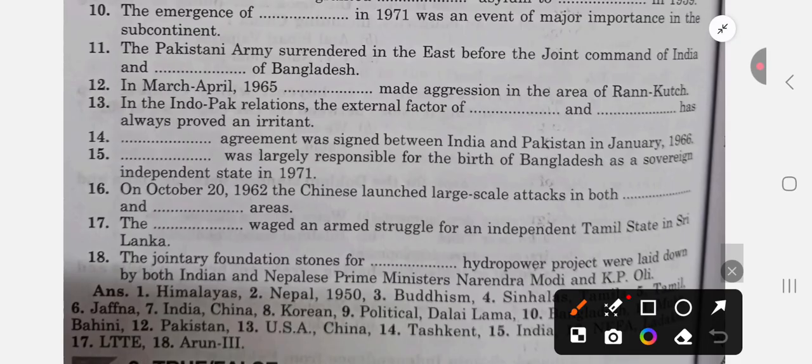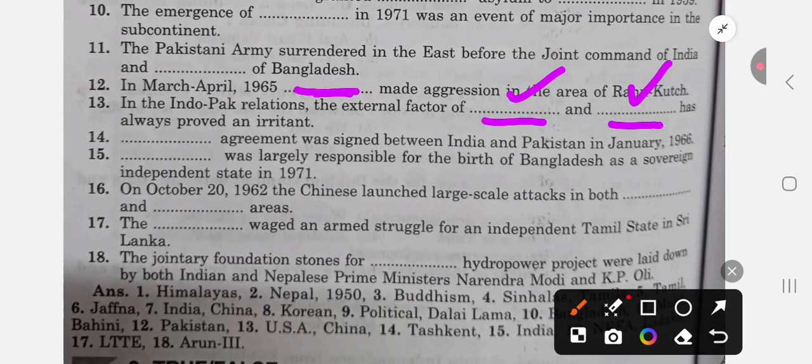Next question is: in March-April 1965, dash made aggression in the area of Rann of Kutch. It was Pakistan who made aggression in that area. So it is considered the 1965 war with Pakistan. In the Indo-Pak relation, the external factor of dash and dash has always proved an irritant. So it is the external factor of USA and China that has always proved an irritant for us.